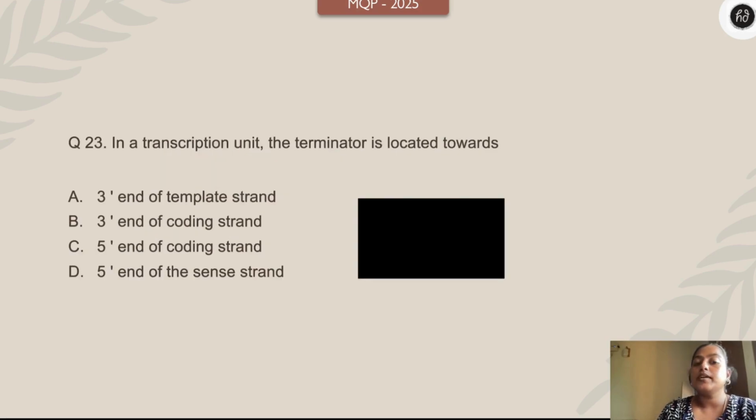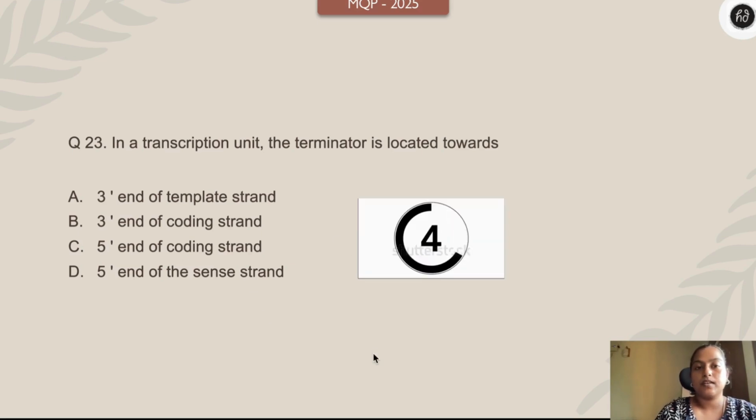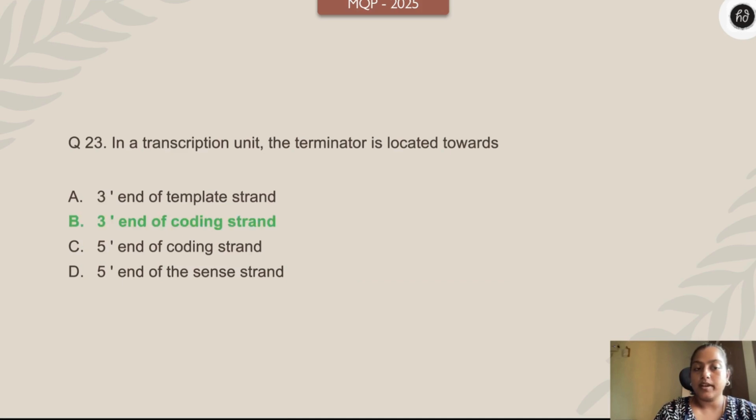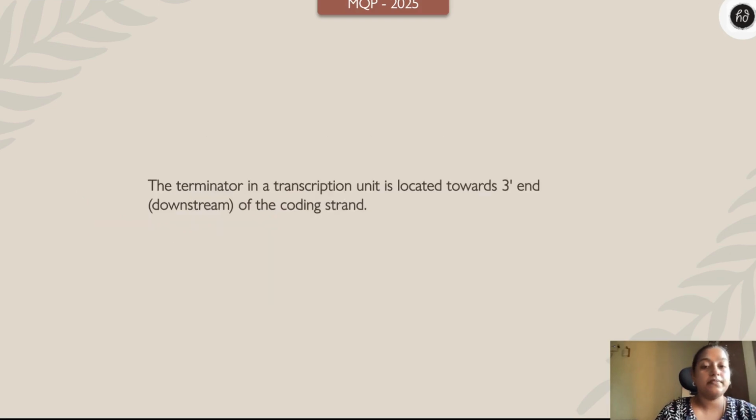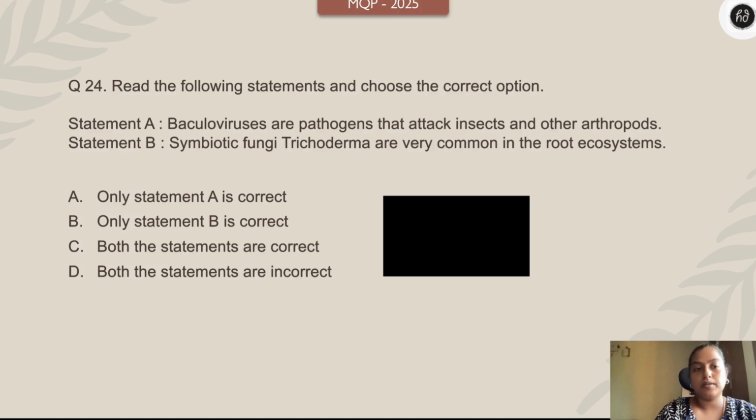In a transcription unit, the terminator is located towards the 3' end of the template strand, 3' end of the coding strand, 5' end of the coding strand, 5' end of the sense strand. Your time starts. 3, 2, 1 right now. Alright, 3' end of the coding strand, right? Very, very important. The 3', the downstream end of the coding strand, that is very important.